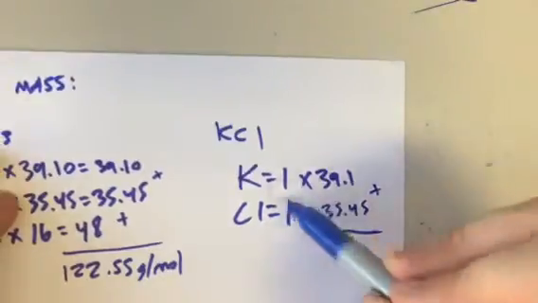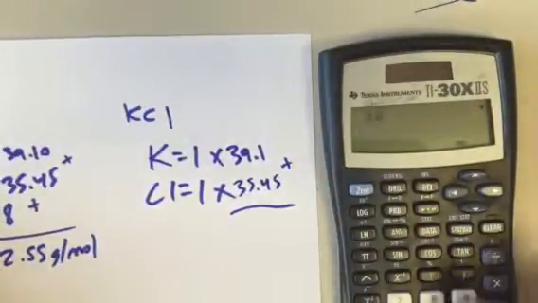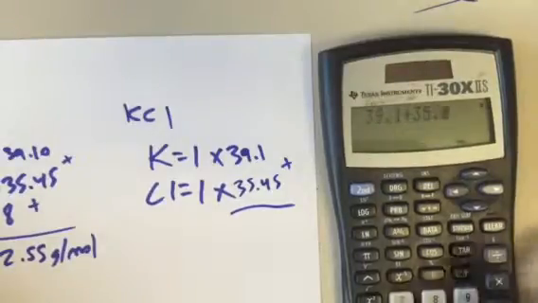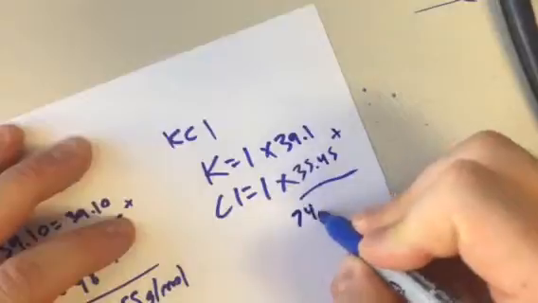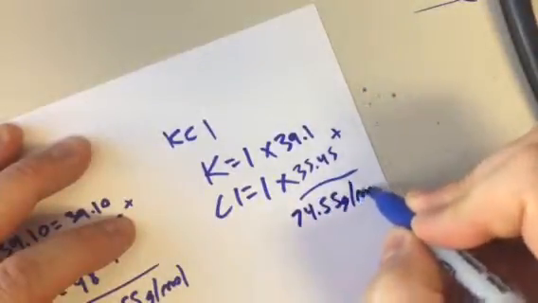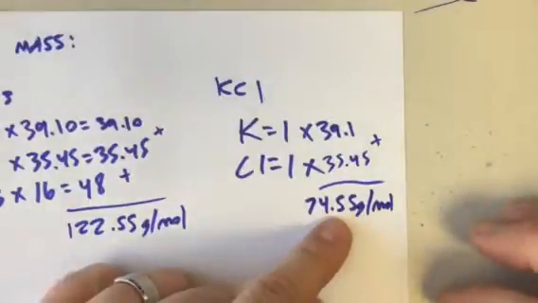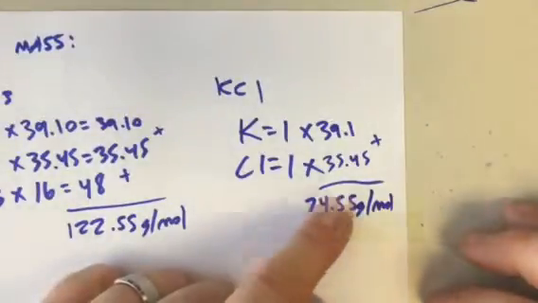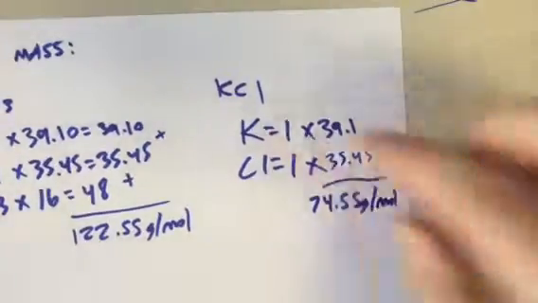I'm going to add those two together. I don't need to times them by 1 because obviously it's just going to be the same thing. So 39.1 plus 35.45 gives me 74.55 grams per mole. How did I know how to do this? Well, probably because I watched the molar mass video from this same website. Okay, so that's the molar mass of KCl.